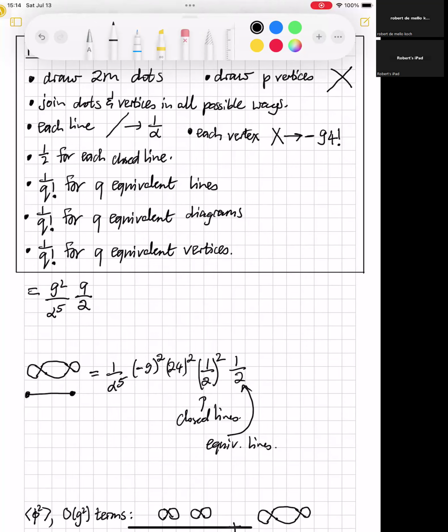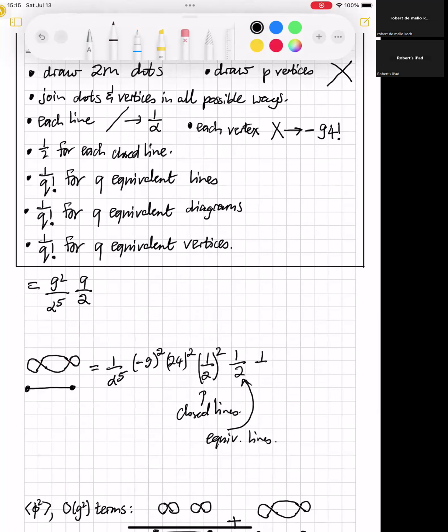Then how many equivalent vertices? Well, this vertex is equivalent to this vertex. You see, if you swap those 2 vertices, you don't change the fact that they each have 2 of their legs combined into a closed line, and you don't change where the 2 lines traveling between the 2 vertices start and end. So there are 2 equivalent vertices. So we'll also get a factor of 1/2, and this is for equivalent vertices. Okay, good. So that's the answer for this diagram.